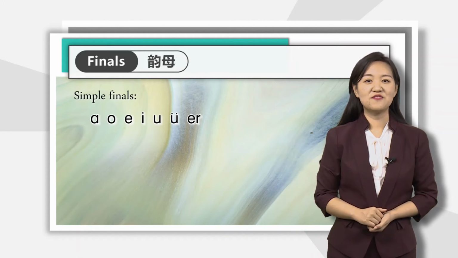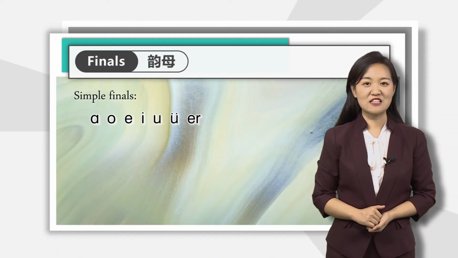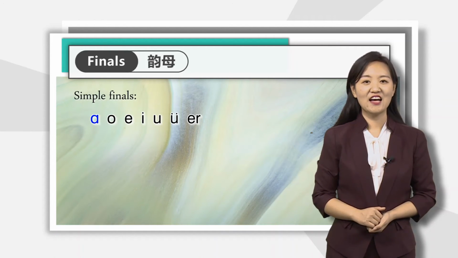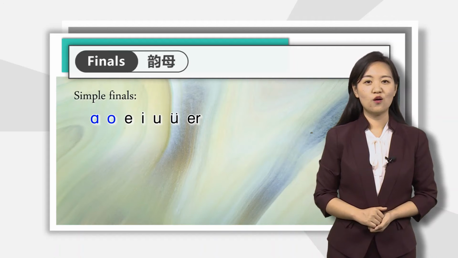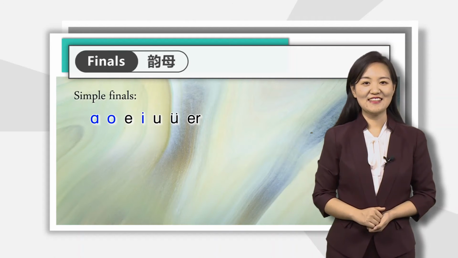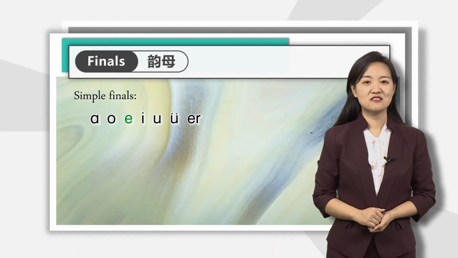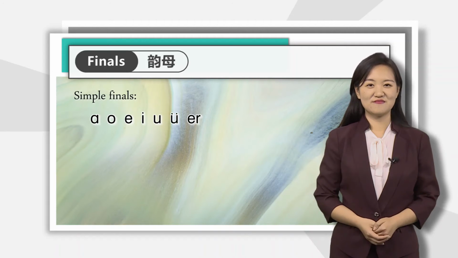These 7 vowels are simple vowels. Most of the simple vowels are also the basic vowels in many languages, such as a, o, i, u. They're very easy to pronounce. But ü, and er might be a bit challenging for you.